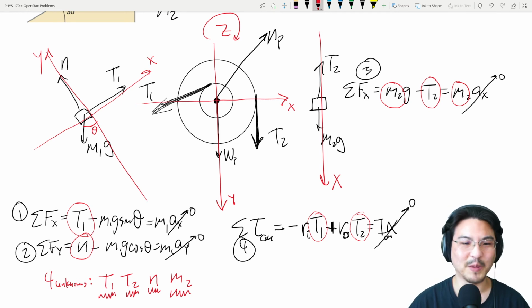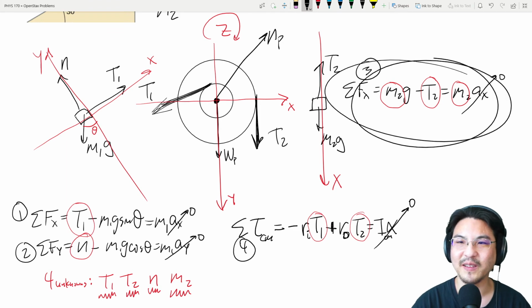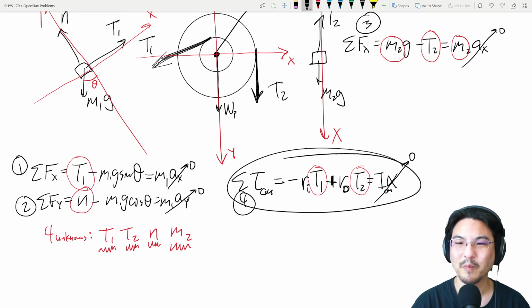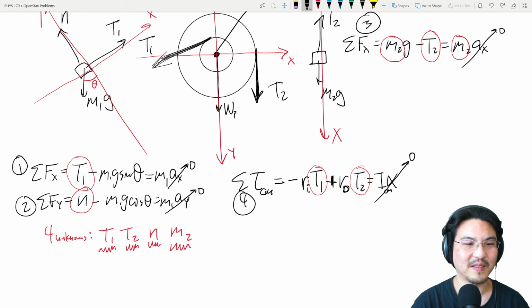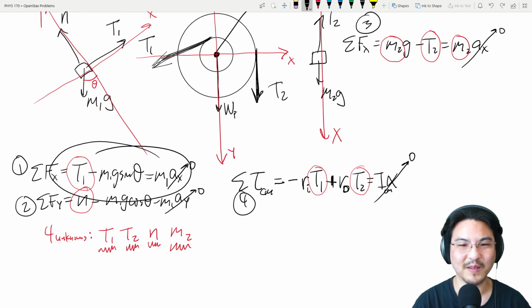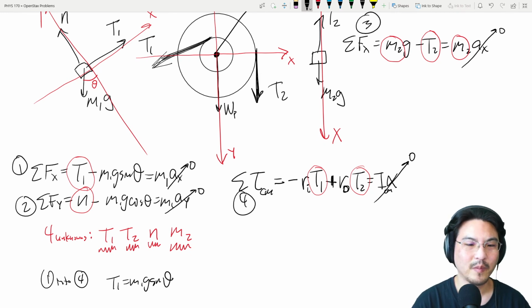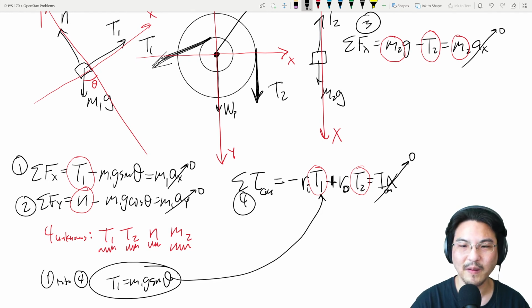Okay, but let's do a little bit more work. So that was me kind of explaining the concept. Let's get the actual answer. So let's see. I definitely need equation 3 because that has M2, which is what I'm after. And then I need T2 right here, which the only place that shows up is here. But then I need T1, which is here. Okay, so let's take this and put it there. So I'll do that first. So 1 into 4. Okay, so T1 is m1g sine theta.